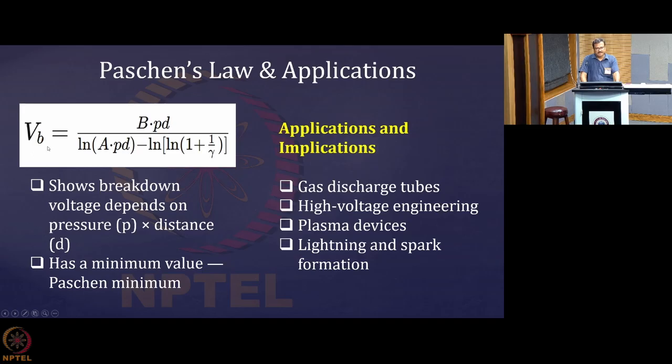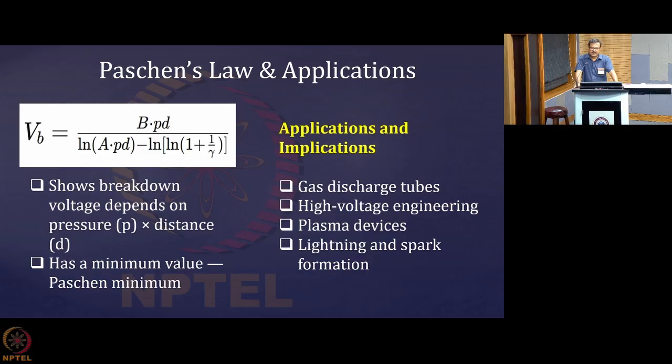As you are seeing here, this VB is a function of PD. Neither P occurs alone nor D alone; they occur as a product PD. And you know that this curve is non-linear. If you plot VB as a function of PD, you will find a minimum, and all experimentalists and technologists always want to exploit the minimum of the Paschen breakdown curve, so that you can get the breakdown applying a minimum high voltage.